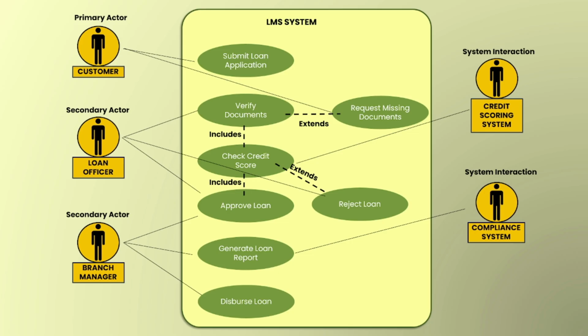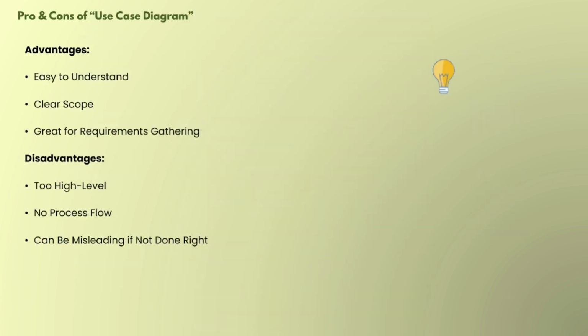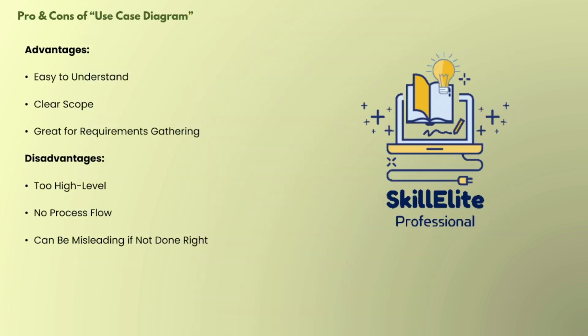Now let's check the advantages and disadvantages of the use case diagram. Well, we can say that it is easy to understand. We have already seen the demo. Use case diagrams are simple and visual, making it easy for both technical and non-technical stakeholders to follow. Then it has a clear scope, which helps define what the system will do by showing the interaction between users and the system. Then it is great for requirement gathering. Again, it is helpful in the early stage of identifying functional requirements and user expectations, as we discussed that it is used in the strategy analysis process.